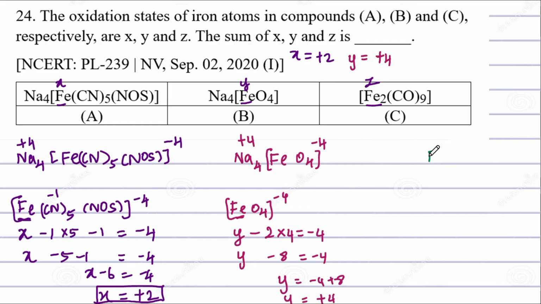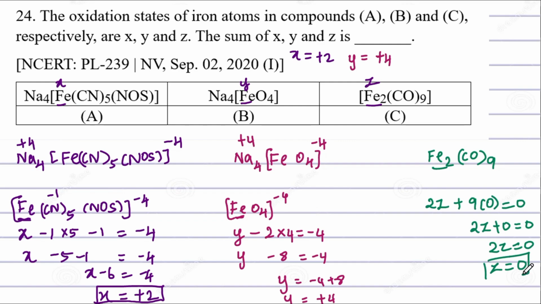The next compound is Fe2(CO)9. The oxidation state of iron is Z. So 2Z, and the charge of the carbon monoxide ligand is 0, and 9 carbon monoxide ligands are there. 9 into 0, everything equal to 0. So 2Z plus 0 equal to 0, so 2Z equal to 0 and the value of Z is 0.